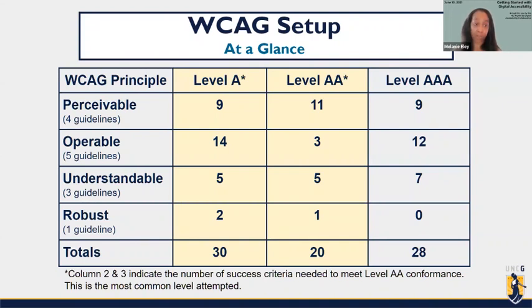And just want to remind you that the conformance level you're striving for will determine how many of these success criteria you would actually need to address. As I mentioned before, there are a total of 78. So if you were going for AAA level, you'd have 78 success criteria that you'd have to meet.